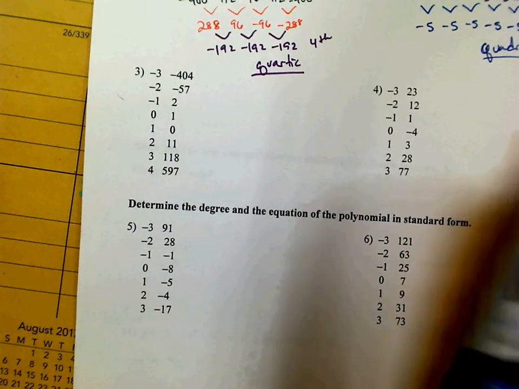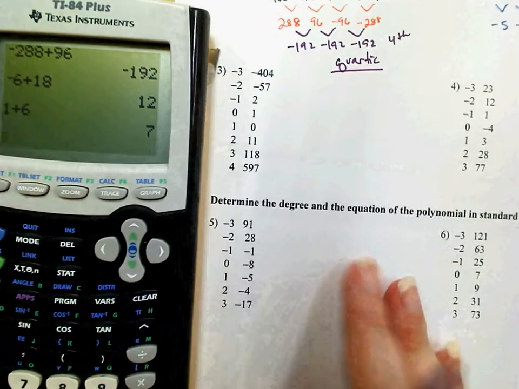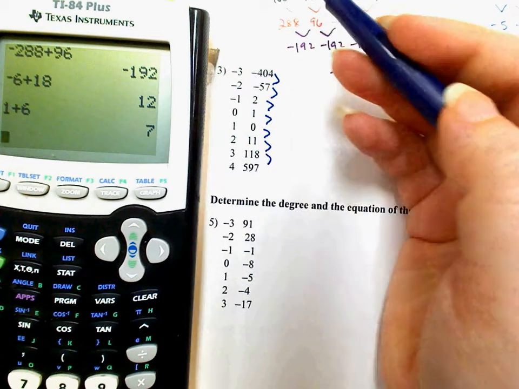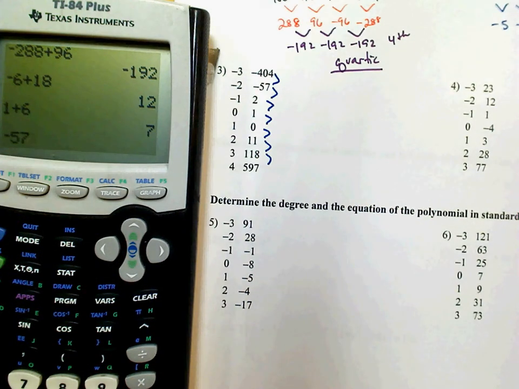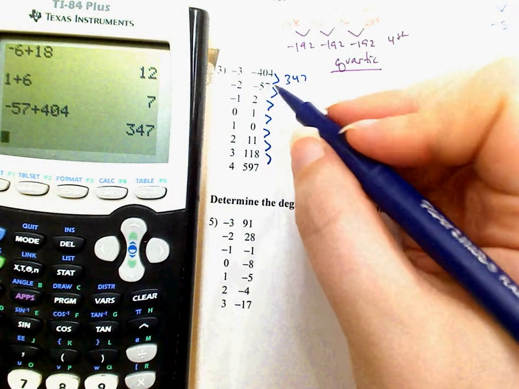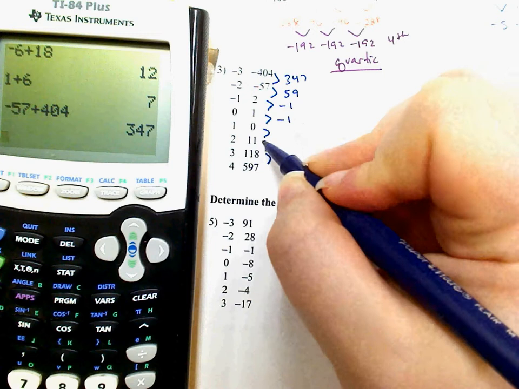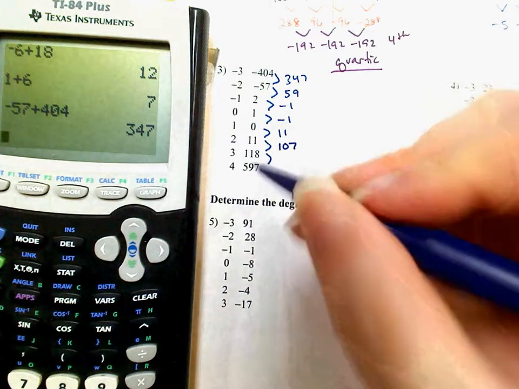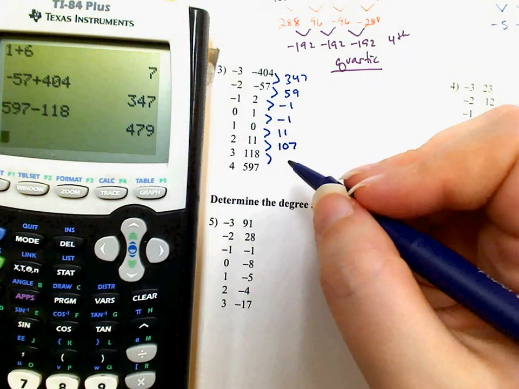Alright, this next one. Okay, so when it's vertical like this, remember, the first one was second minus first. This is going to be the lower one minus the upper one. So negative 57 minus a negative 404, so plus 404, is 347. 2 minus a negative 57 is 2 plus 57, which is 59. 1 minus 2 is negative 1. 0 minus 1 is negative 1. 11 minus 0 is 11. 118 minus 11 is 107. And 597 minus 118 is 479.